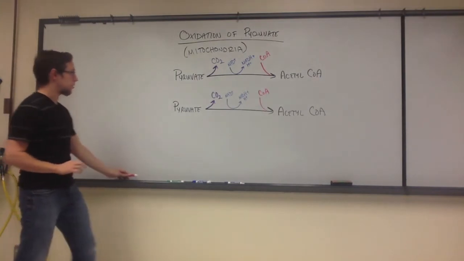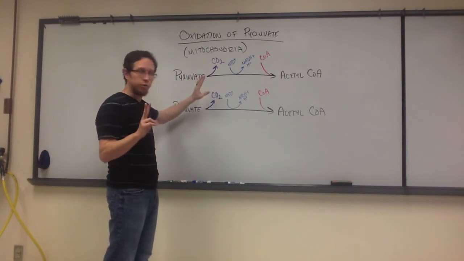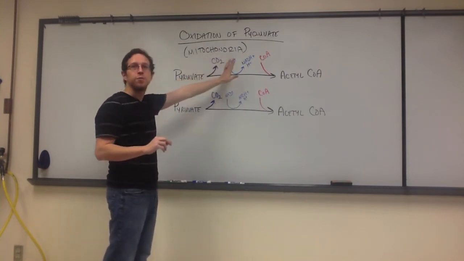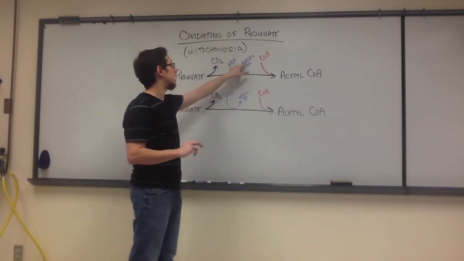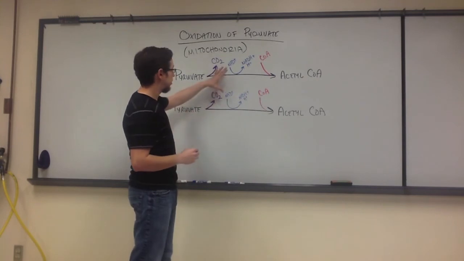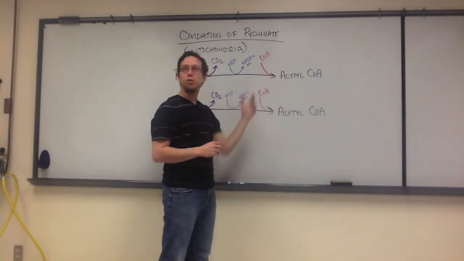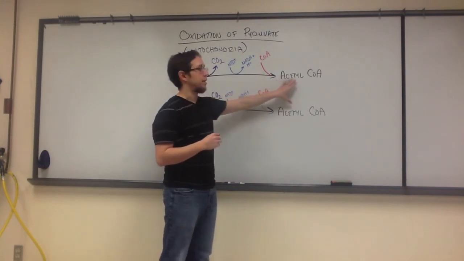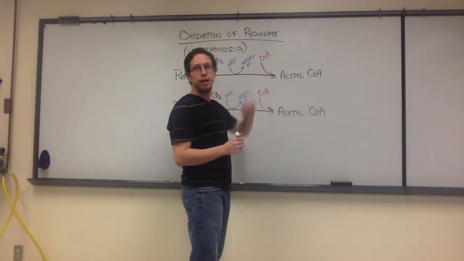So 3-step process. We remove carbon dioxide from our 3-carbon compound, making it a 2-carbon compound. We transfer electrons from that 2-carbon compound to NAD+, reducing it to NADH, and also producing a free proton. And then finally, we attach coenzyme A to the 2-carbon compound, making acetyl-CoA. Acetyl-CoA can then enter the citric acid cycle.